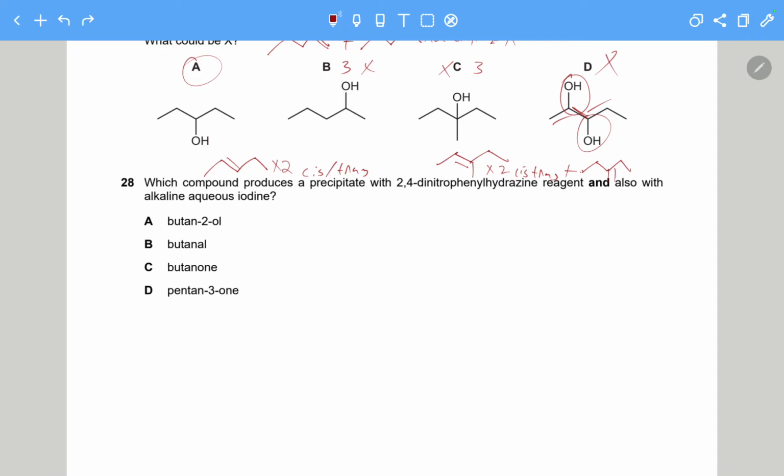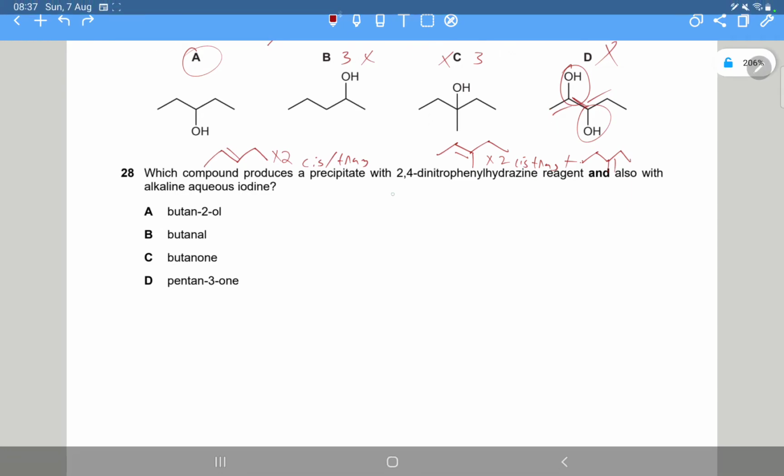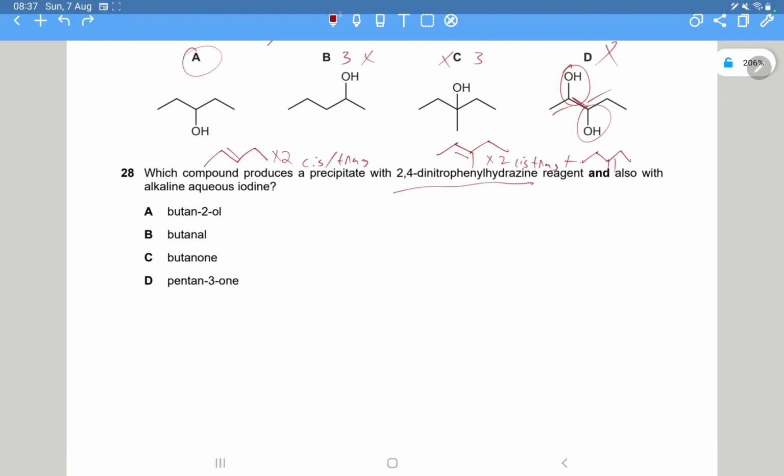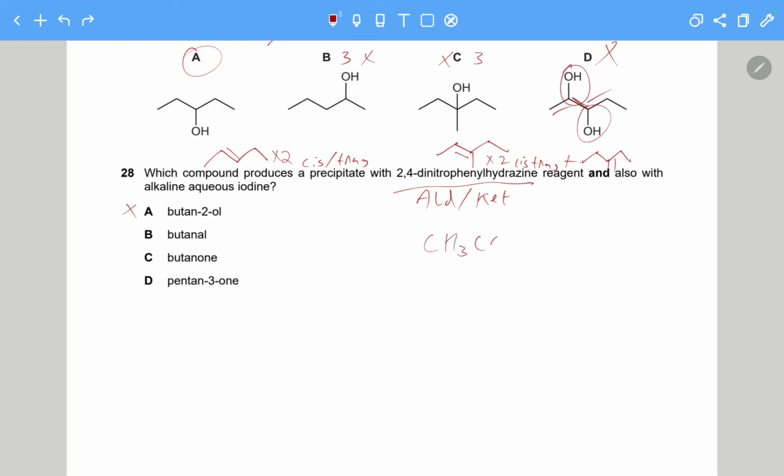Question 28. Which compound produces a precipitate with 2,4-DNPH reagent and also with alkaline aqueous iodine? So 2,4-DNPH means it has to be a carbonyl compound, which means aldehyde or ketone. And therefore, if we read the options, we have already eliminated A, because it's not going to react with 2,4-DNPH. And it also reacts with alkaline aqueous iodine, so it has to have a CH3CO group.